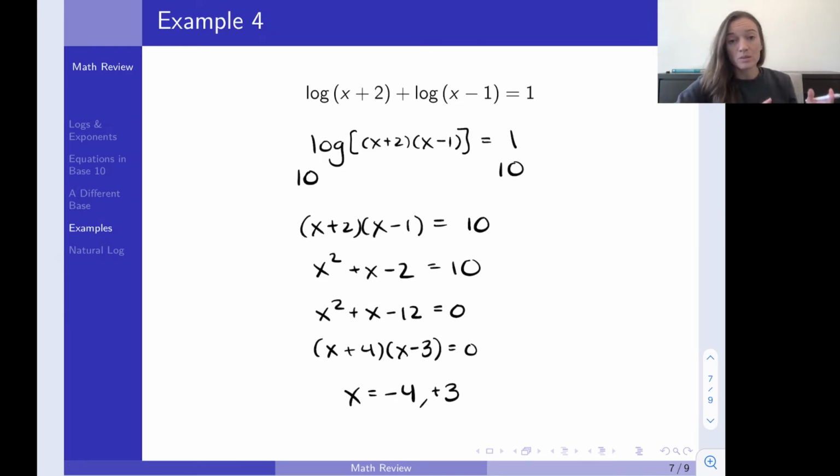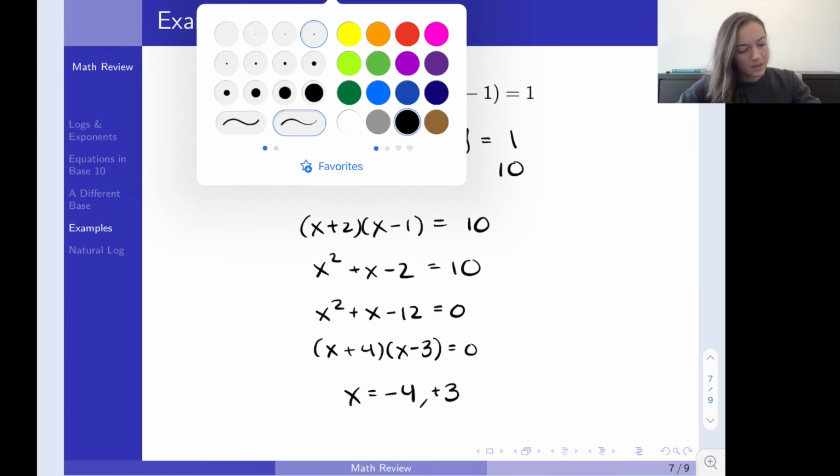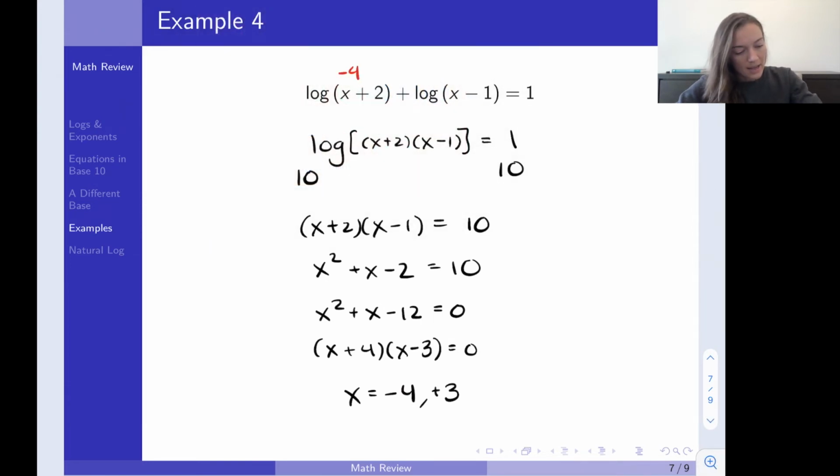And in this one, it's extra important to do that because here, if I plug in -4, so if I have -4 plus 2, that's obviously going to give me a -2 here. And then I have a -4 minus 1. Well, now I'm trying to take a log of a negative number, and we know that that doesn't make any sense. So my x is equal to -4 is not actually a solution. So I'm rejecting that solution.